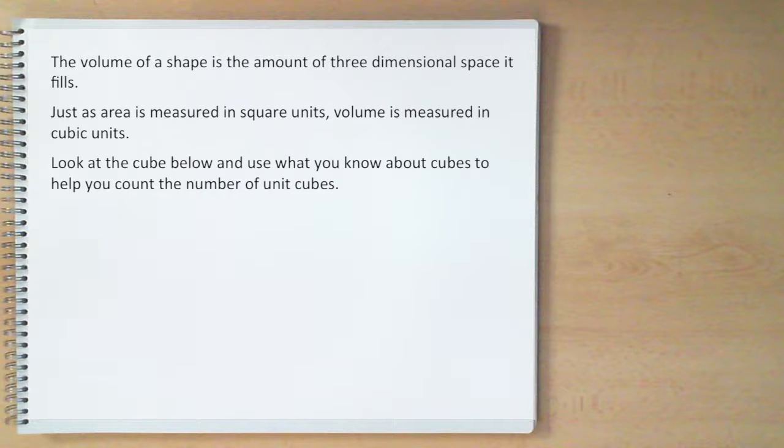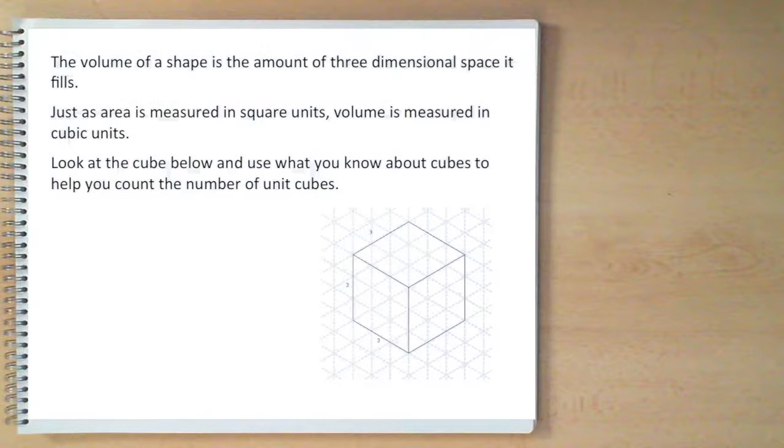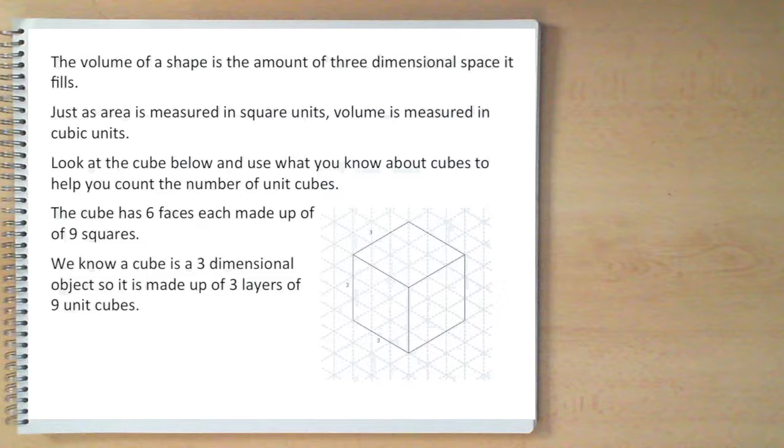Have a look at the cube below and use what you know about cubes to help you count the number of unit cubes in this particular shape. You can see that the sides are of 3 units each, and there are 6 faces, each made up of 9 squares. Now we know that a cube is a 3-dimensional object, so this cube is made up of 3 separate layers of 9 cubes. You can see the front set of 9 cubes there.